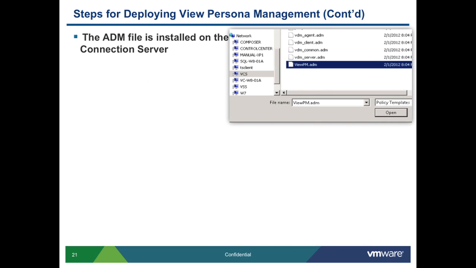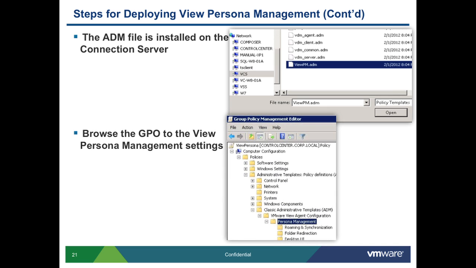You now need to browse for that ADM template file. The ADM file is actually installed on the View connection server. You can either browse over the network to that location, or you can copy it to the parent VM or the computer that you're managing Active Directory from. Once that ADM template file is installed in the GPO, you need to browse the GPO to the View Persona Management settings.